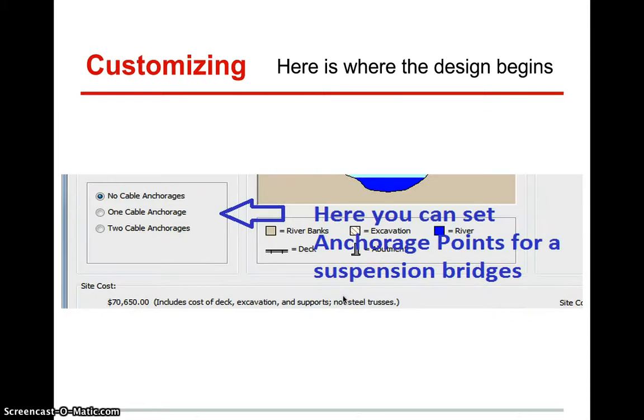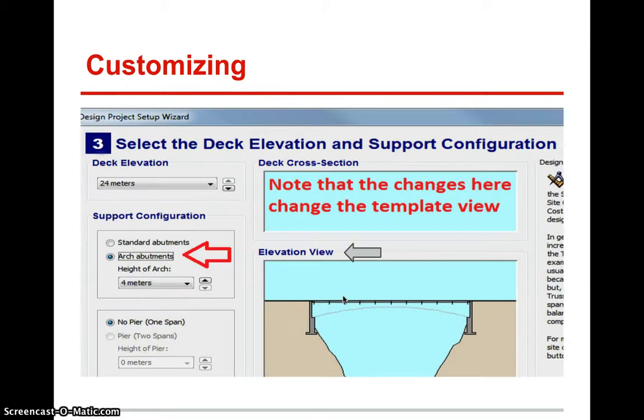If you were to do a suspension bridge, you can add cables. One cable would be a cable-stayed style, and 2 cables, your traditional suspension bridges. And these are for the anchorages. You can also do arch bridges, as you can see in the image here, with arch abutments, and you can change the height of your arch abutments.